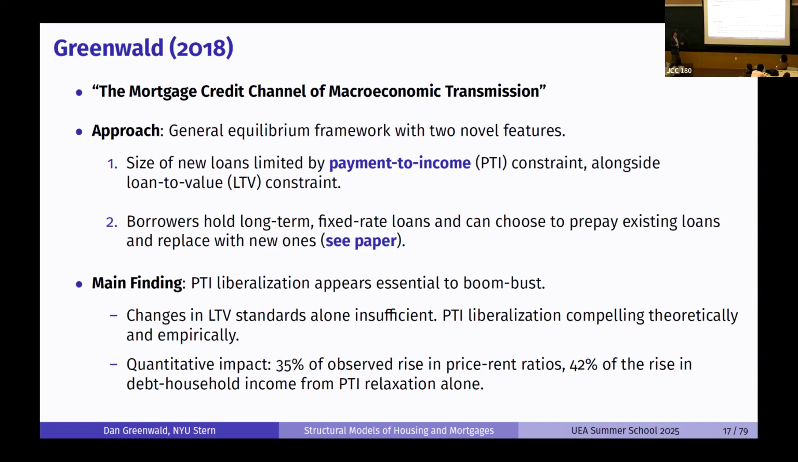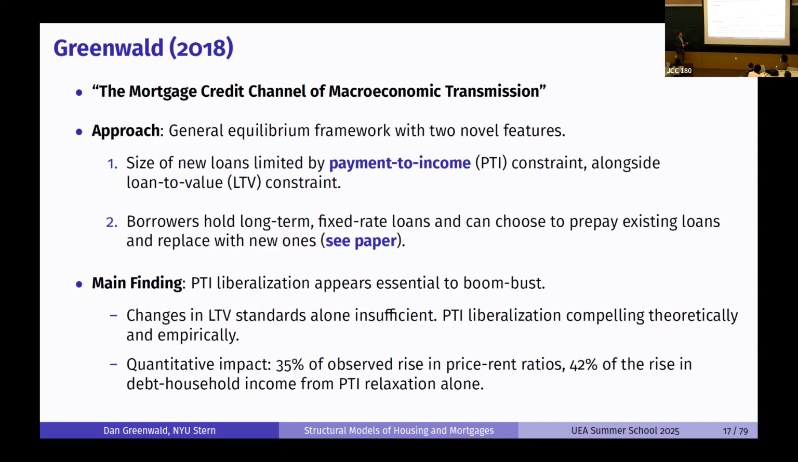So the main finding is that a loosening of payments income limits appears really important to understanding the 2000s boom and bust, right? I'll argue for some of the theoretical reasons we've already talked about, but I'll be more clear that changes in LTV limits, which people had been pointing to, actually don't make sense, theoretically or quantitatively. Whereas the payments income loosening has theory behind it and empirical backing that these things really were loosened, the way I mentioned.